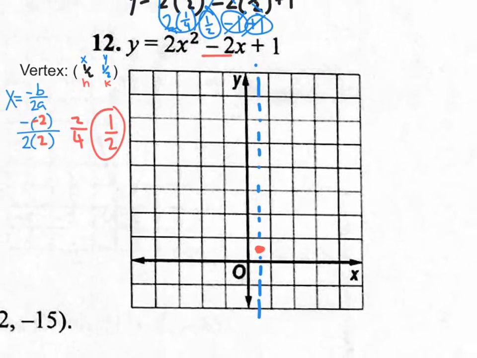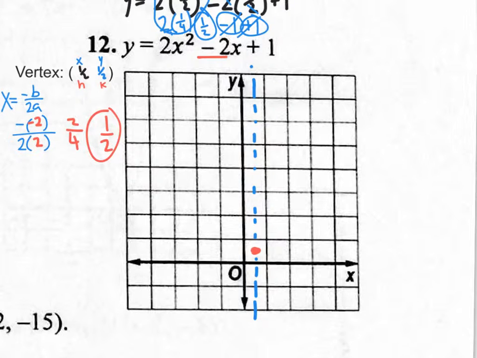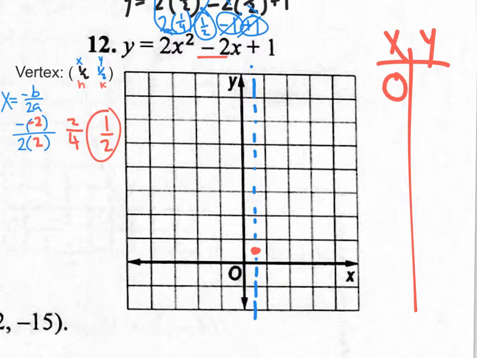And now at this point we don't have an a value of 1, so we're going to have to use the xy table. So let's plug in a number like 0, and that's easy. When you plug in 0 here and here, what do you get as an output? 1. So when you plug in 0, you get out a 1. That's the coordinate right there.